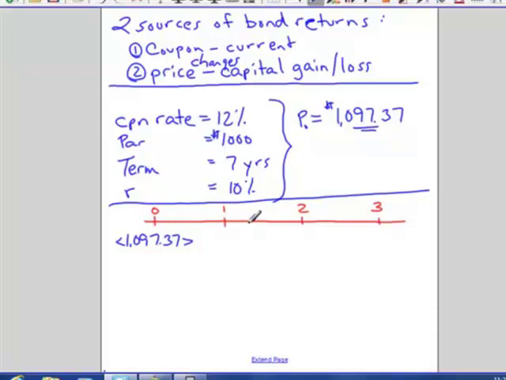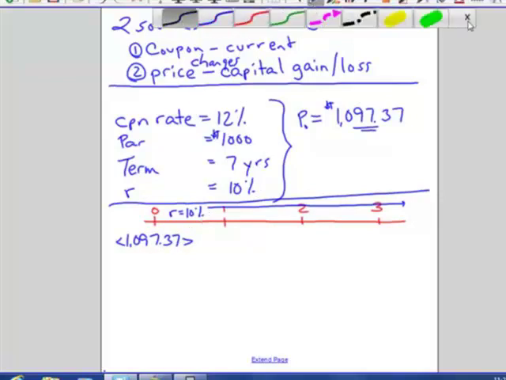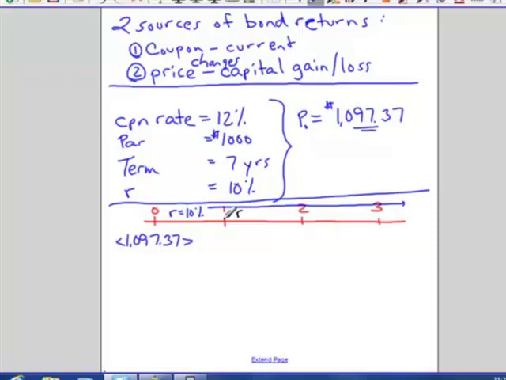Let's say that our return here is 10%. That's what we're using to discount all the cash flows of the bond over the 7 years to get our price of $1,097.37. But let's say that at year 1, at this particular time period 1 year later, the rate changes to 8%. And so now 1 year later, that constant rate of 8% will be used to discount the cash flows of the bond to find the price of the bond at time period 1.